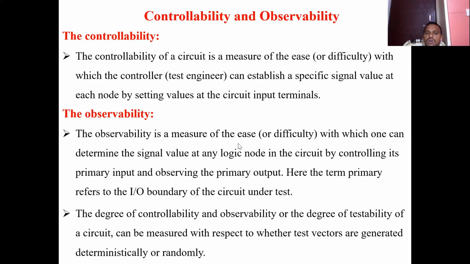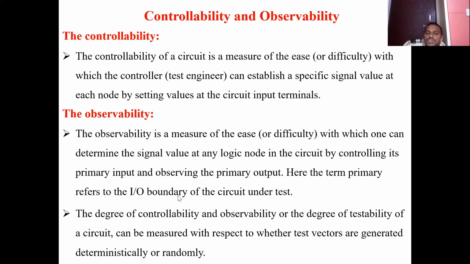Observability is a measure of the ease or difficulty with which one can determine the signal value at any logic node in the circuit by controlling its primary inputs and observing the primary outputs. So applying the inputs or test vectors is called controllability, and observing the corresponding outputs is called observability.